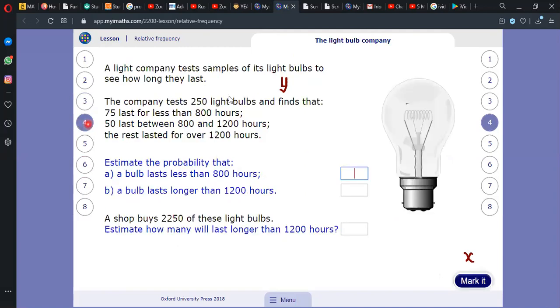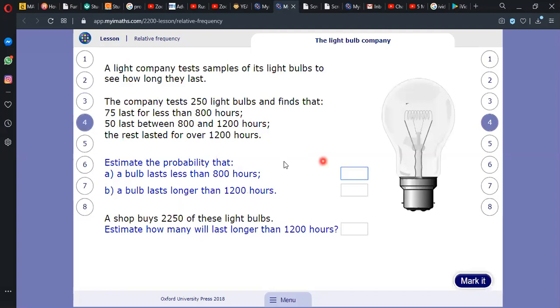Now, we have a light company that is testing samples of its light bulbs to see how long they last. The company tests 250 light bulbs and finds that 75 last for less than 800 hours, 50 last between 800 and 1,200 hours. The rest lasted for over 1,200 hours. We want to estimate the probability that a bulb lasts less than 800 hours.